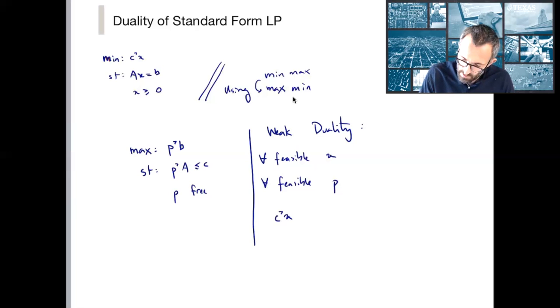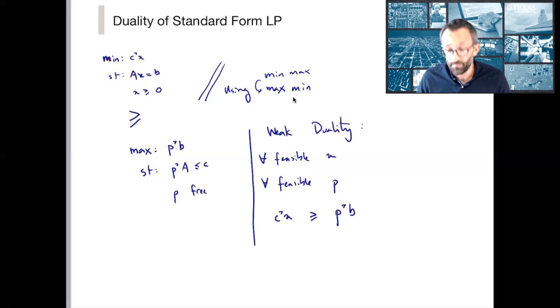pardon me, this is reversed here. Again, it's reversed because the maximizer is hurt when the maximizer has to go first. That's why min-max is always going to be bigger than max-min. But weak duality tells us that for any feasible X and any dual feasible P, C transpose X is going to be greater than or equal to P transpose B. And this is by itself already useful.